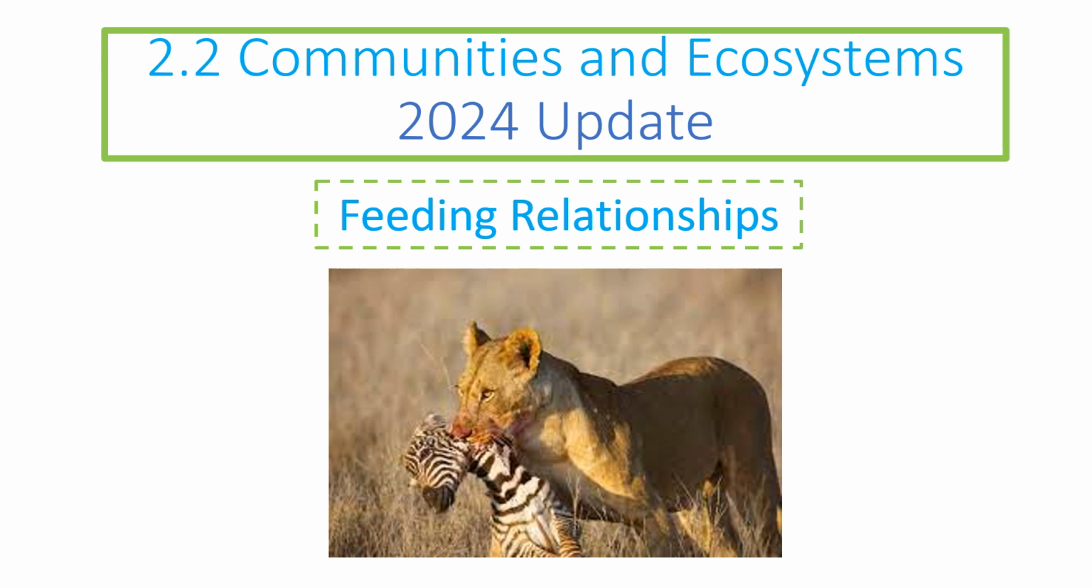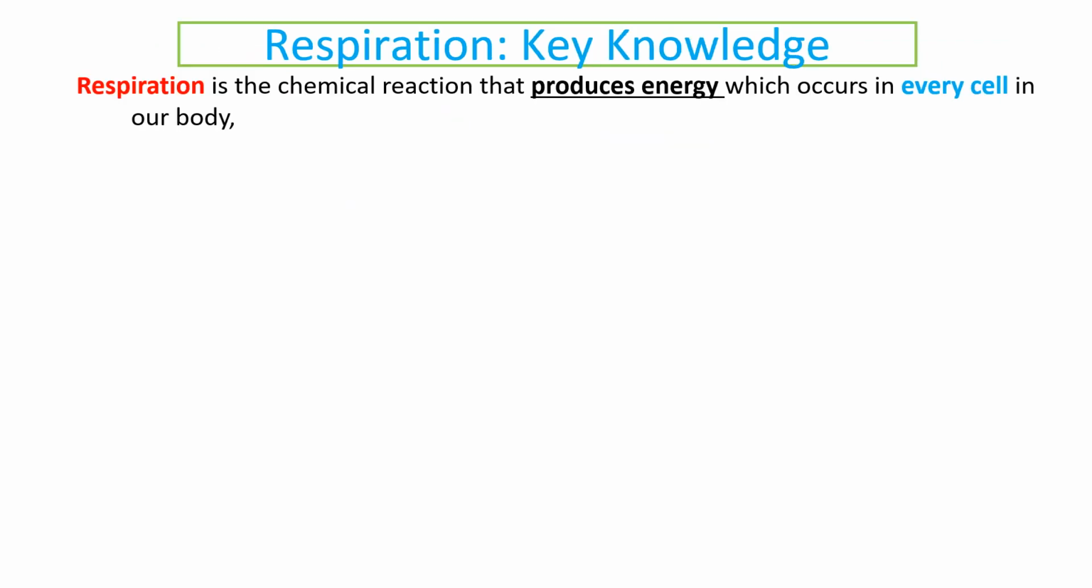Welcome to this revision video for IB ESS Topic 2, and today we're looking at communities, ecosystems, and particularly feeding relationships and energy being passed along in a food chain. So you need to understand why energy is passed along and that it powers the reaction of respiration. And respiration, you should know, is a chemical reaction that produces energy in every cell of your body.